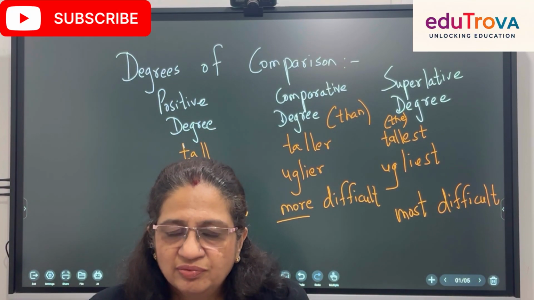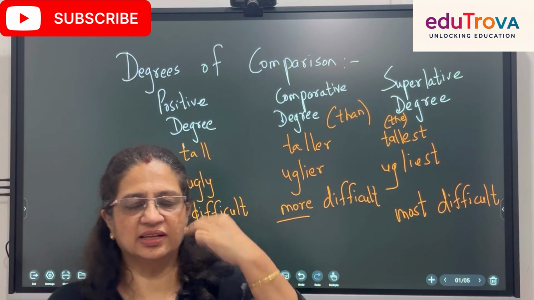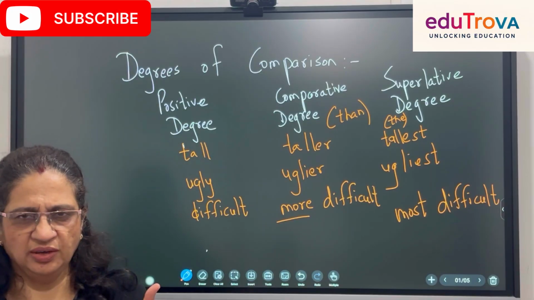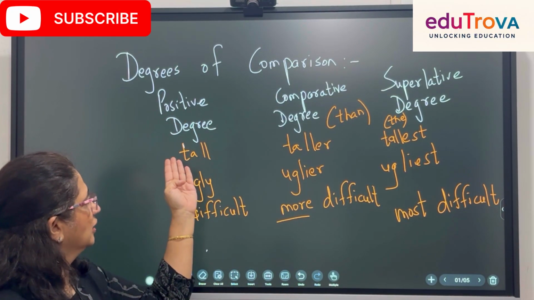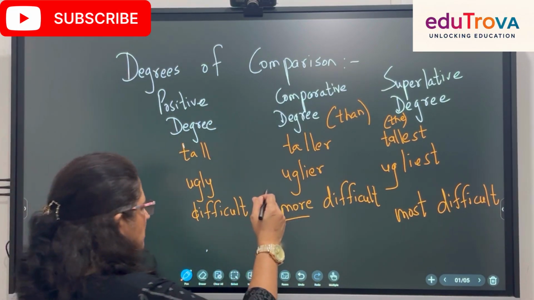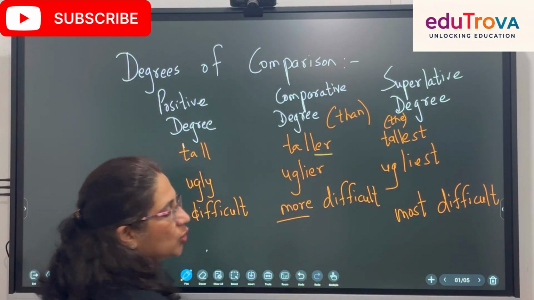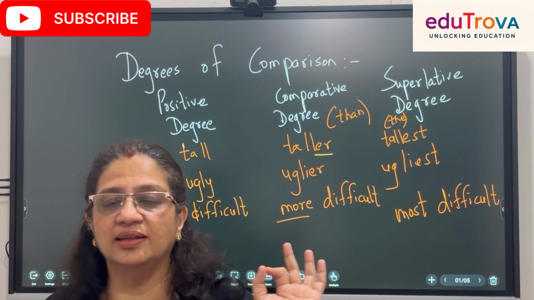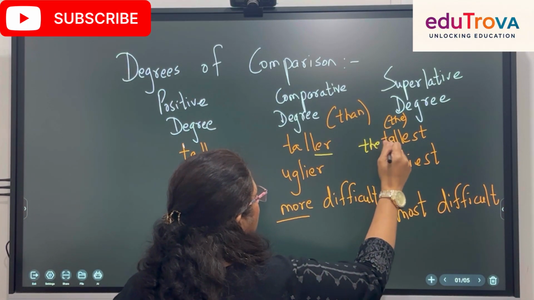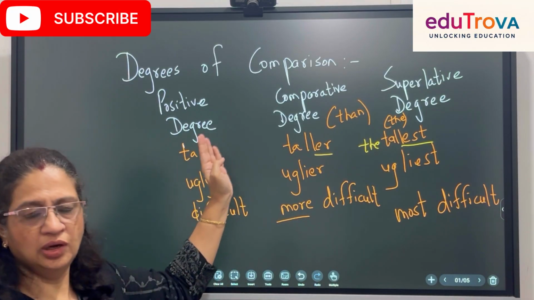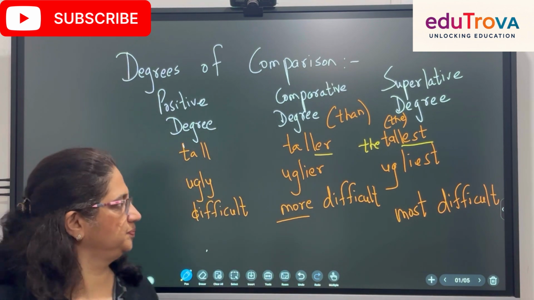Based on adjectives, we also have degrees of comparison. We have primarily 3 degrees of comparison: positive degree, comparative degree, superlative degree. What is positive degree? Tall. Comparative ends with ER, and after comparative we should always write THAN. Before superlative, what do we write? We write the. So I'm adding EST. Tall, taller, tallest. Positive degree, comparative degree, superlative degree.